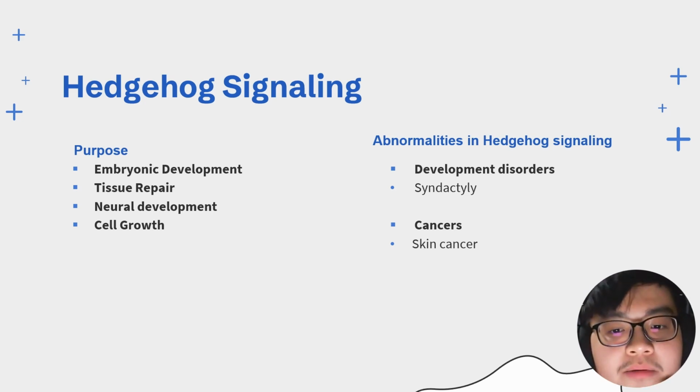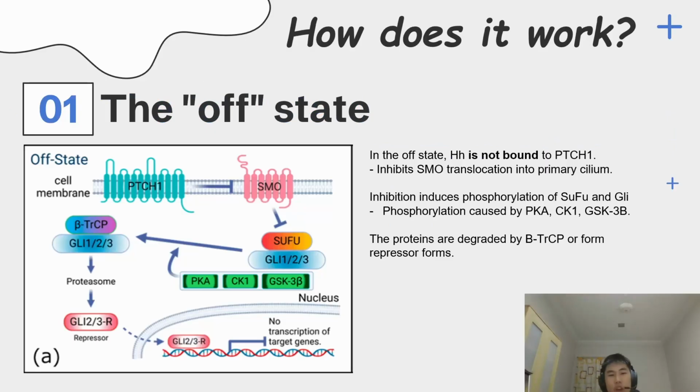If there's any abnormality in the cell signaling, it will cause developmental disorders such as syndactyly, which is the binding of the fingers being fused together, and also skin cancer. So now I'll be talking about the reaction mechanism of the hedgehog signaling.